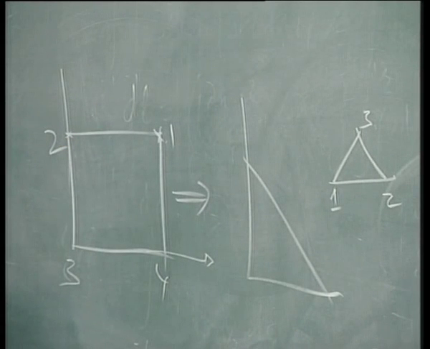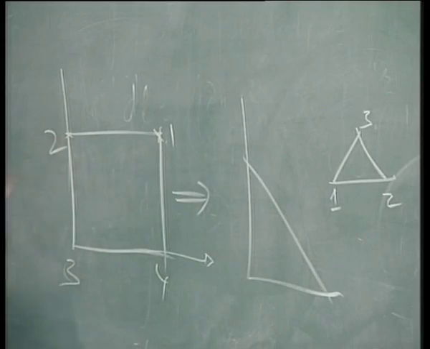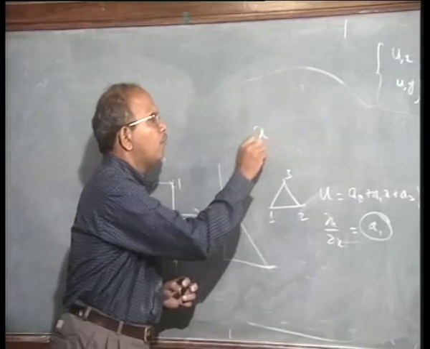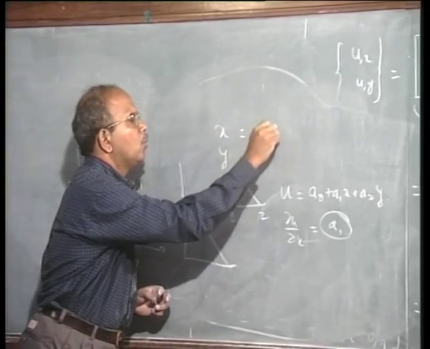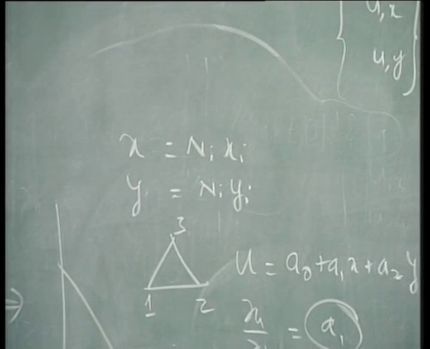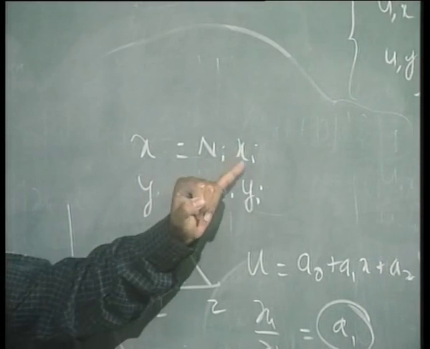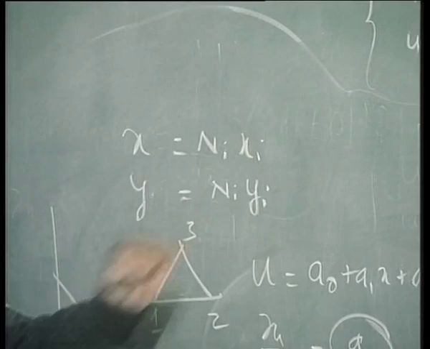What do I mean by collapsing? I simply mean that I give the coordinates of 1 and 2 to be the same: x1 is equal to x2, y1 is equal to y2. Where do I do that? I do that in my expression for x and y, as the first step. So collapsing means substituting x1 equal to x2, y1 equal to y2 in these two equations.